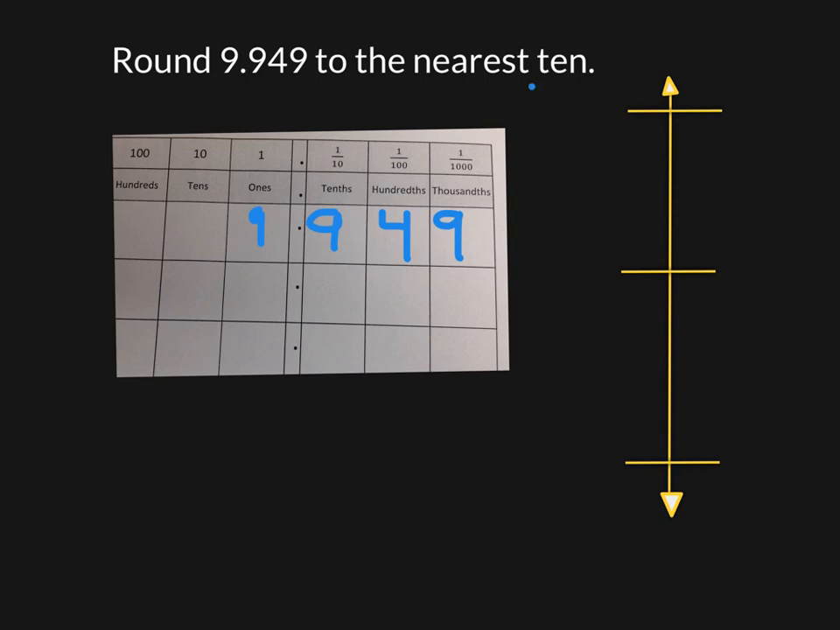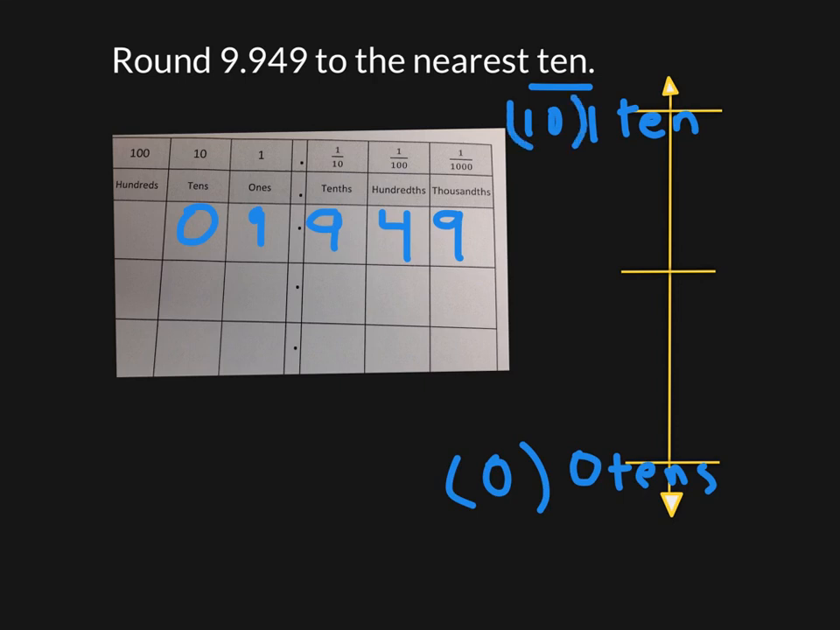Now I'm rounding to the nearest 10, but I don't have anything in the tens place. That's okay, I'm just going to put a 0 there. And now I know that the minimum on my number line is going to be 0 tens. And of course, one more than 0 tens will be 1 ten. And 0 tens in standard form is just 0, and 1 ten in standard form is 10. And when I look at my number, 9 and 949 thousandths, I can see that it's definitely going to be between 0 down here and 10 up here.